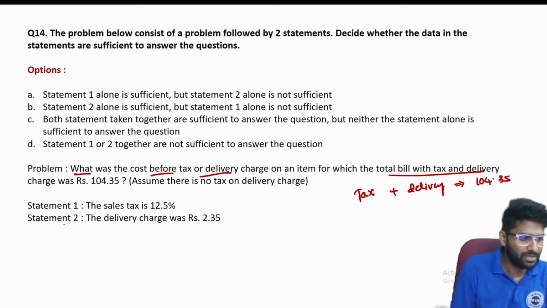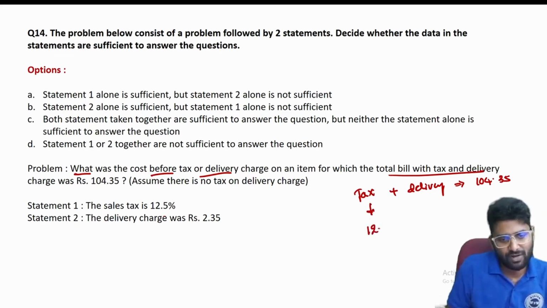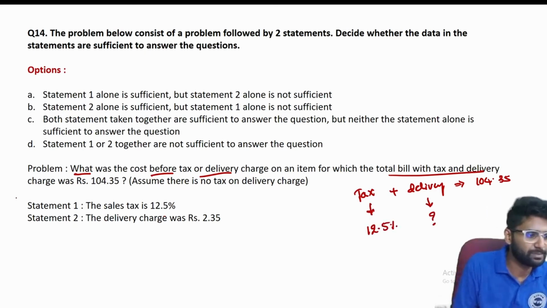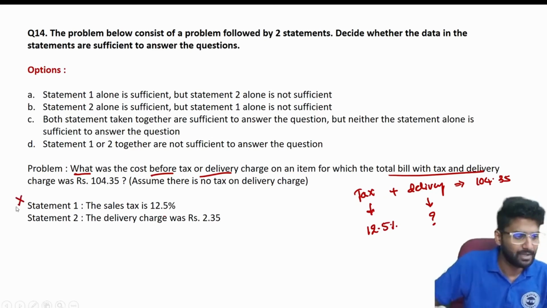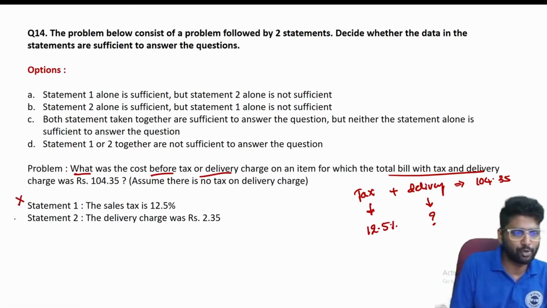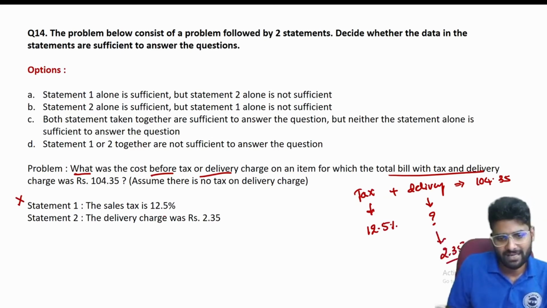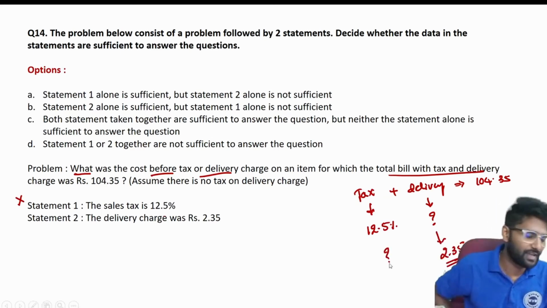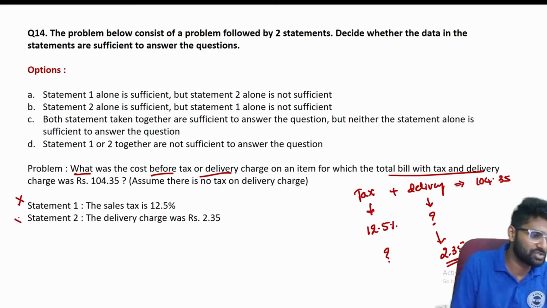Now, for example, if statement 1 alone is sufficient, guys, here sales tax is 12.5 percent. If sales tax is 12.5 percent, we don't know how much the delivery charge is. That's why statement 1 is not at all sufficient. In statement 2, if you take statement 2 alone, they already mentioned the delivery charge. If you take this one alone, we don't know how much the tax percentage is. That's why statement 2 alone is not sufficient.